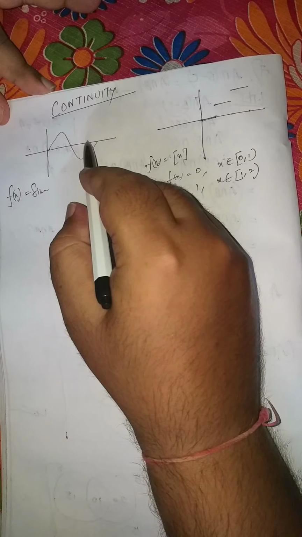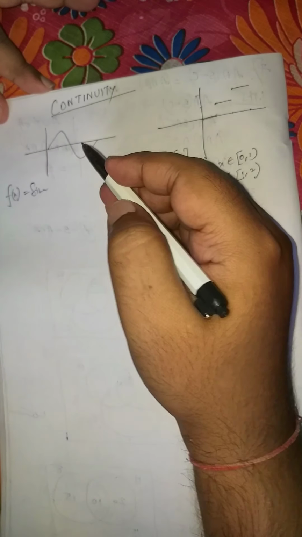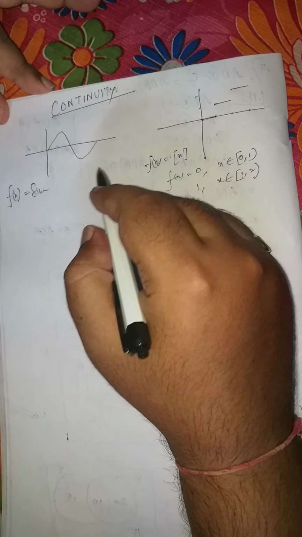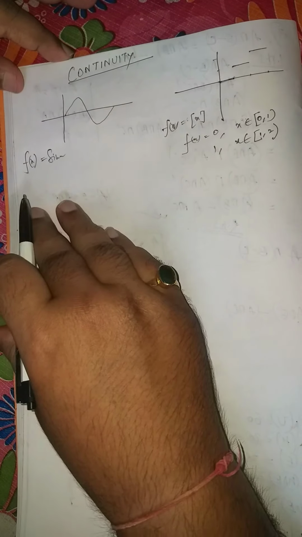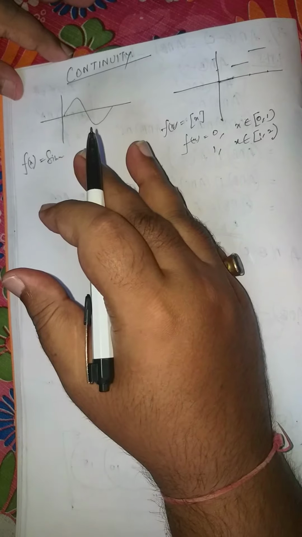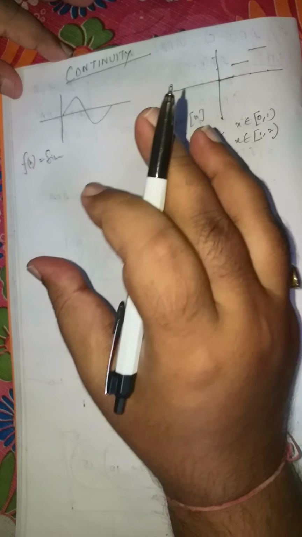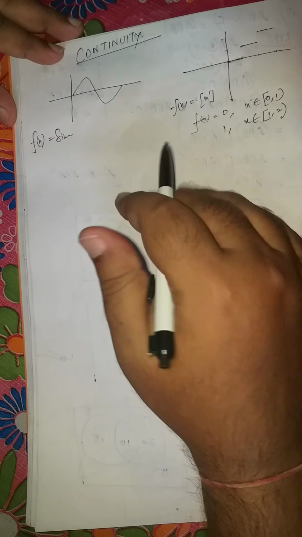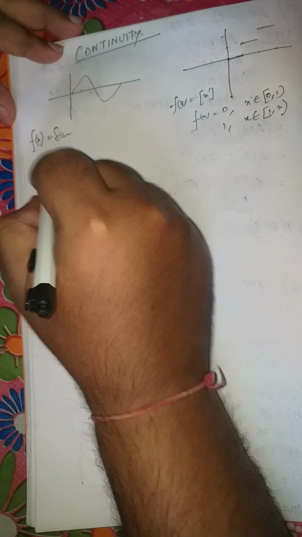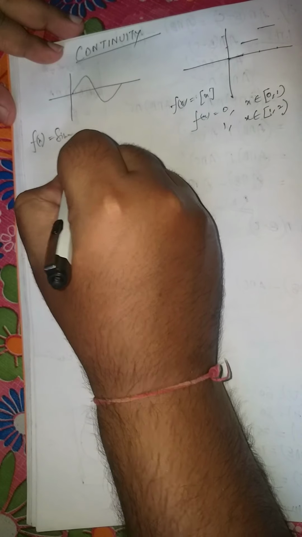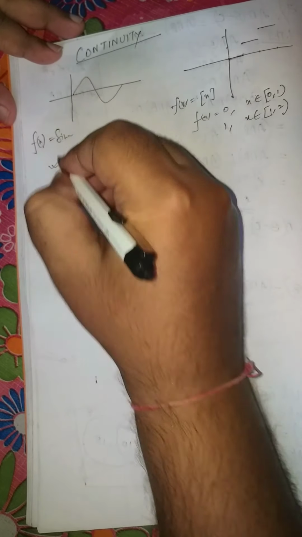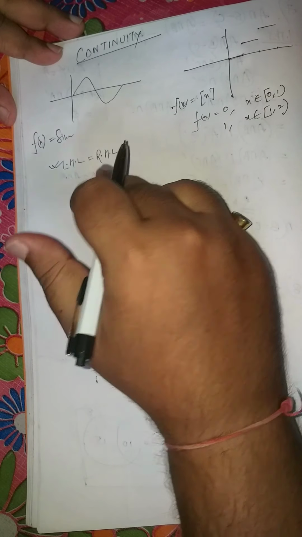But for the sine function, a polynomial function, or a log function, all the graphs are continuous. But you have to prove, not graphically, that a given function is continuous. The method is just like in limits, the existence of limit. LHL equals RHL. If the left hand limit is equal to the right hand limit, then you can say the limit exists.